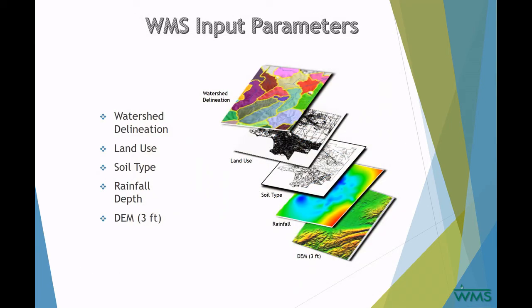Now that we are ready to delineate our watershed, we need to input some parameters into WMS. And this will be the land use, the soils type, the rainfall depth, and the DEMs in order to have a working model.